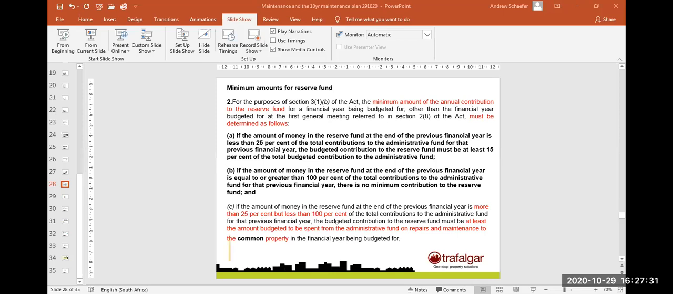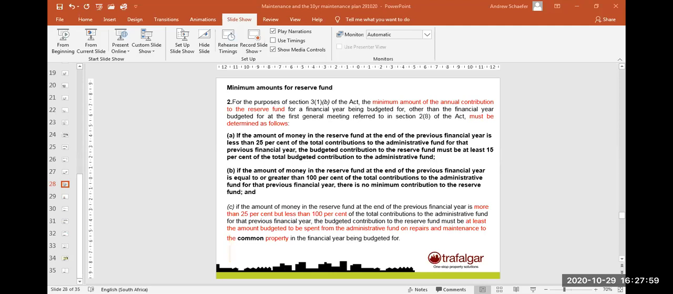Let's say our levies in the previous financial year were 100,000 rand. The second number that's of importance is what is the cash or value sitting in our reserve fund at the end of the previous financial year. There's a rand value. So for this example, hypothetically, let's say there was 15,000 rand in the bank account and 100,000 rand was the previous levy. So that 15,000 rand is just presented as a percentage of the 100,000 rand.